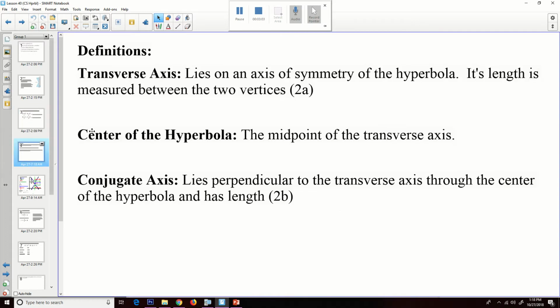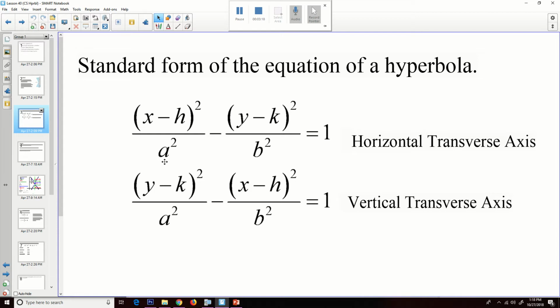Some definitions: the transverse axis lies on an axis of symmetry of the hyperbola. Its length is measured between the two vertices, and its distance is 2a. And when I say 2a, I am talking about this a here from the equation.